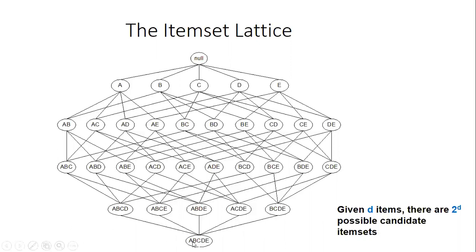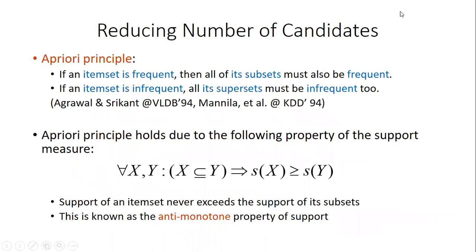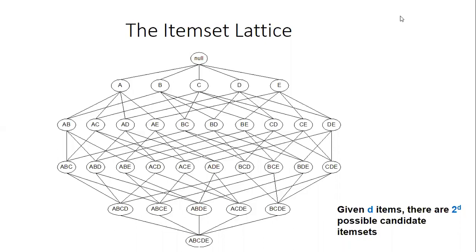So when we take 2 to the power of d, it is 2 to the power of 5, since 5 items are there. If you count the whole lattice for only 5 items, we have 32 candidates, including the null set. We have 32 candidates. Is it clear for you?